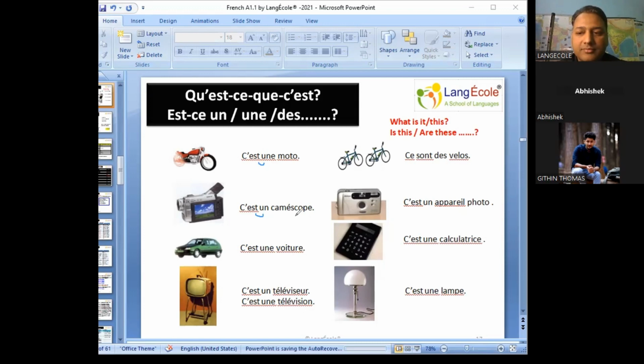Qu'est-ce que c'est? Pencil is called crayon, okay? C'est crayon. Un des crayons. It's masculine.